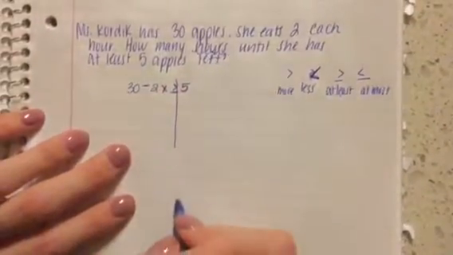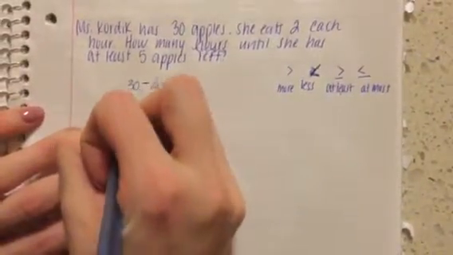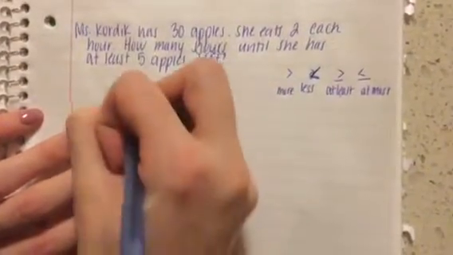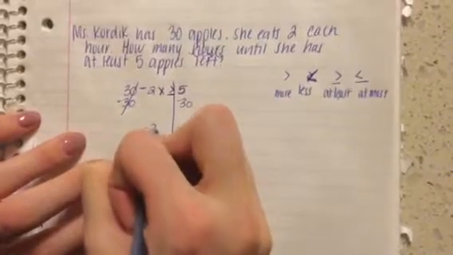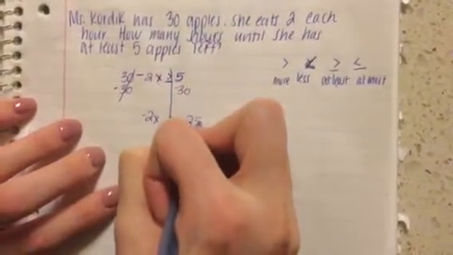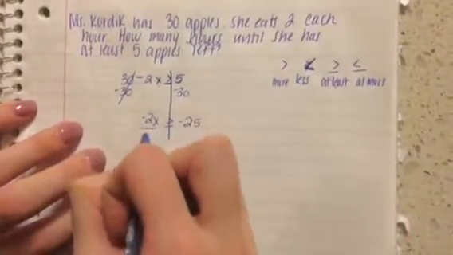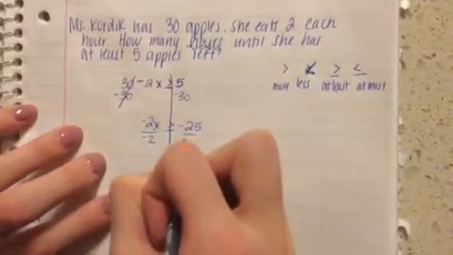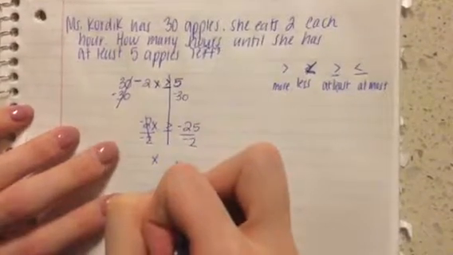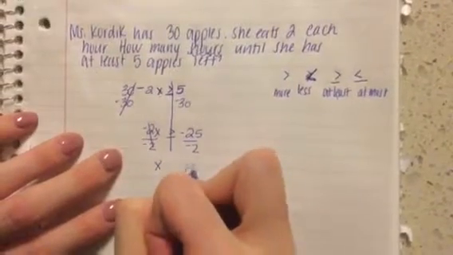So just like solving an equation, I get rid of my positive 30 by subtracting 30 to both sides. I'm left with negative 2x, my inequality sign, and negative 25. My last step is to divide both sides by negative 2. Negative 25 divided by negative 2 is 12.5.